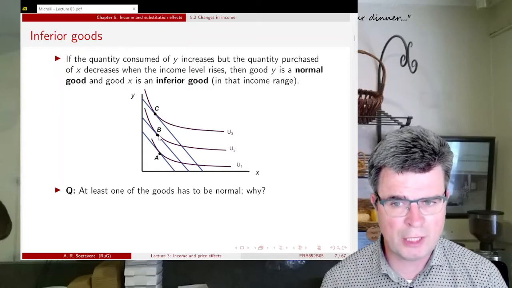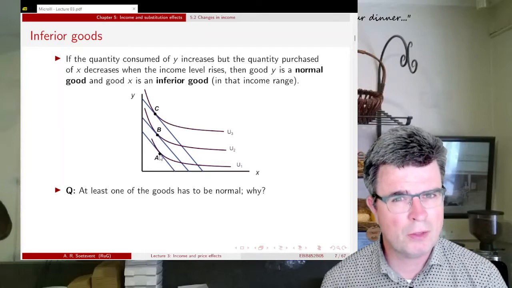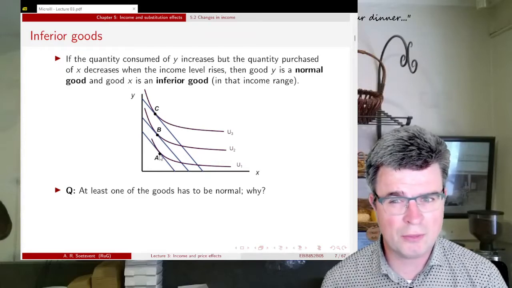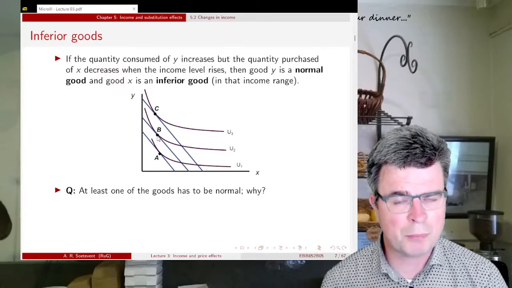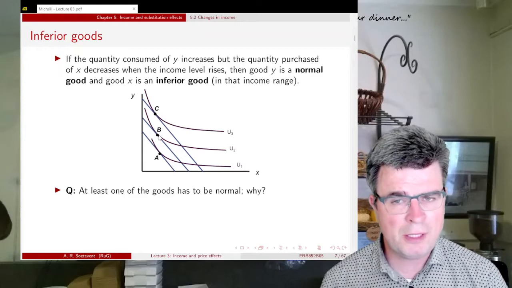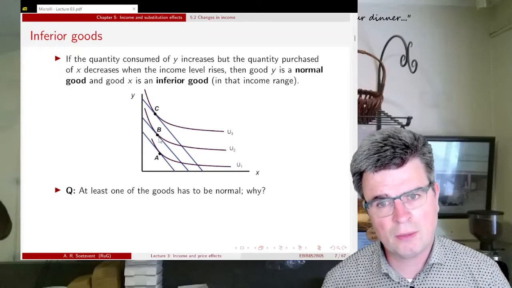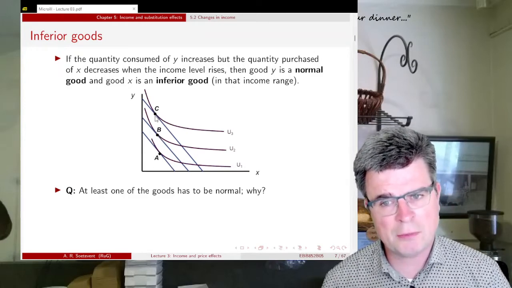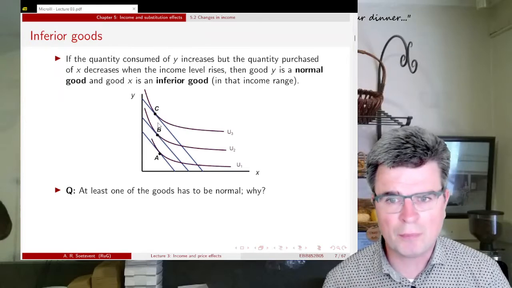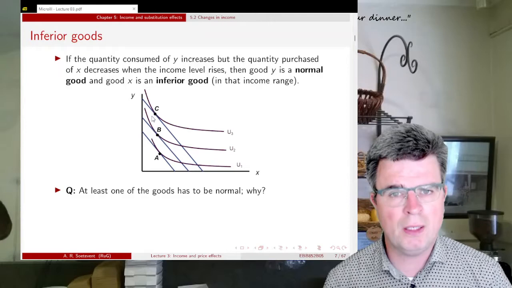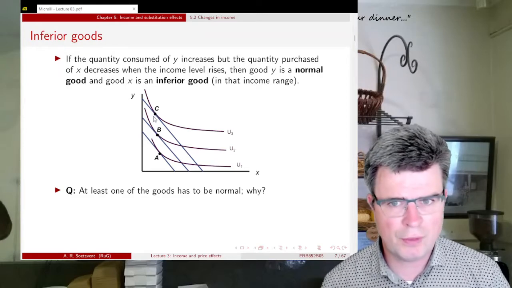So for the first increase in income, the consumption of good X slightly increases, but then if we further increase income and the optimal bundle moves from point B to point C, we see that the consumption of good X is backward bending, so the consumption of good X goes down. And in this range, good X is an inferior good.